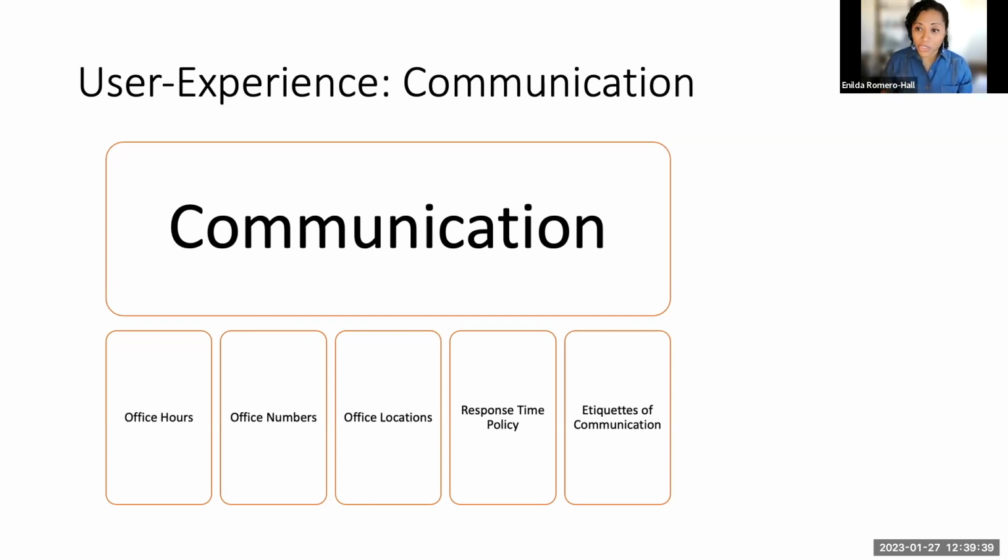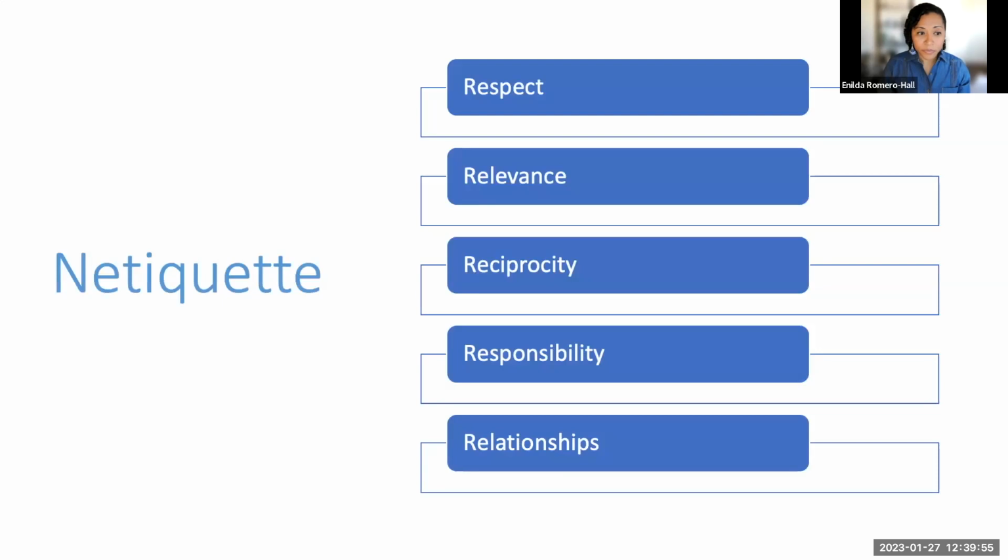Etiquette in terms of communication. Do you want to have your course number in the subject line? Do you expect to be addressed in a specific way? So those are things that are very important to communicate with students. But in addition to that, there are netiquettes that I include in my class that allow for a more collaborative environment. So those netiquettes represent elements of respect, relevance, reciprocity, responsibility, and relationship of the students.